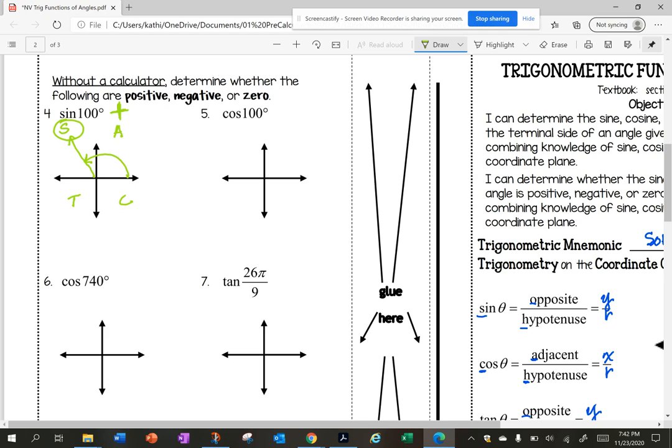Same thing for cosine here. Cosine, this is 100 degrees. So this is all students take calculus, and I'm talking about cosine. So cosine is positive in the first and the fourth. So it is negative in the second quadrant.